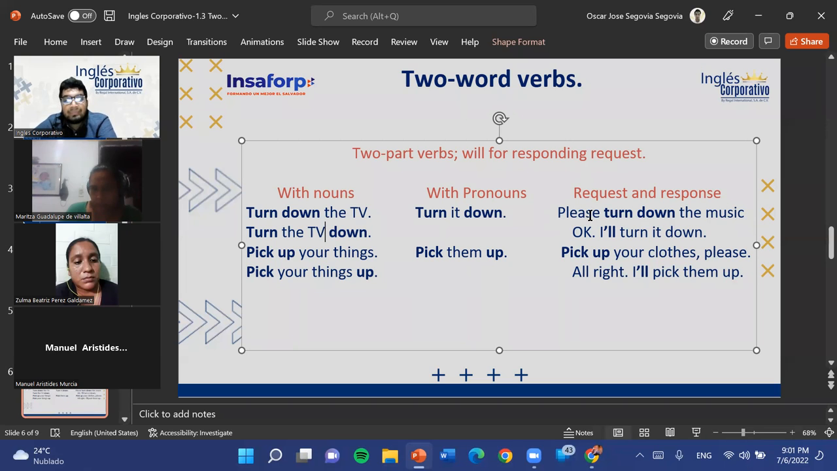Here we're talking about something a little bit different, but it's still the same topic: turn down. You can say, please turn the music down. Yes, you can use it either way. Once again, it's not only because it's a request that the rules change. Phrasal verbs that can be separated can be separated if you're using them with a request or with authority, like with the command voice.